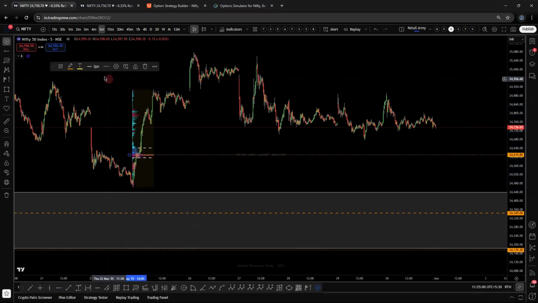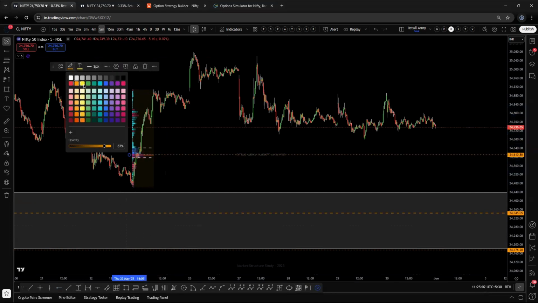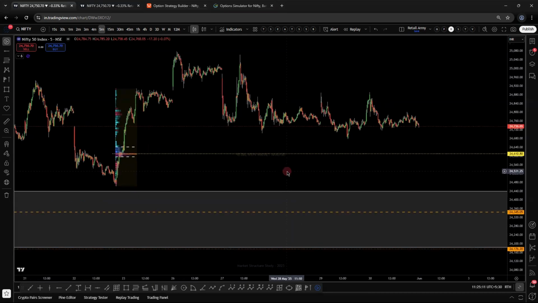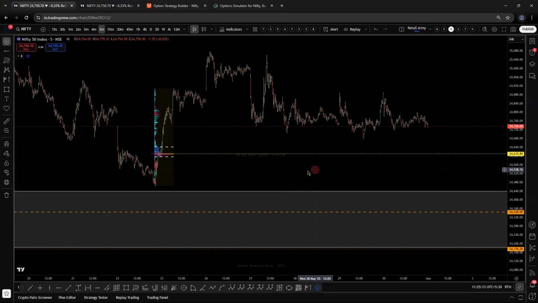So basically, what are these POCs? These are nothing but high liquidity zones, key levels, where your big players have done some activity earlier. Somebody has been trapped there. This is some liquidity area.